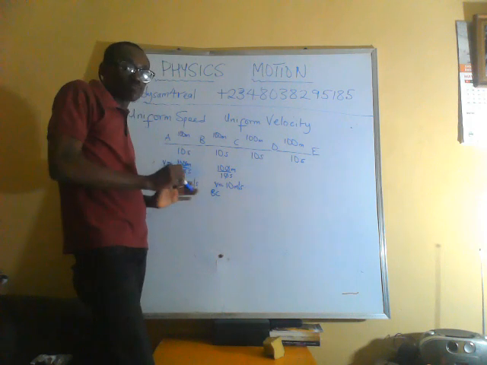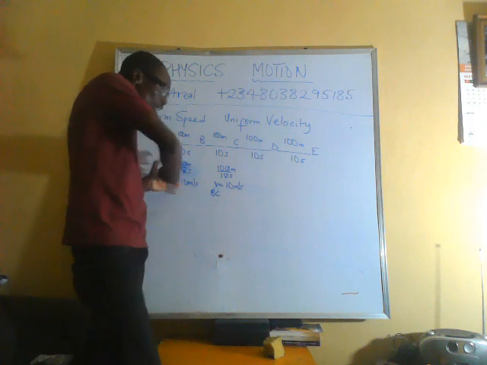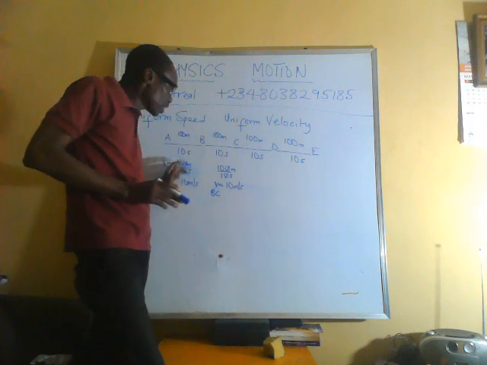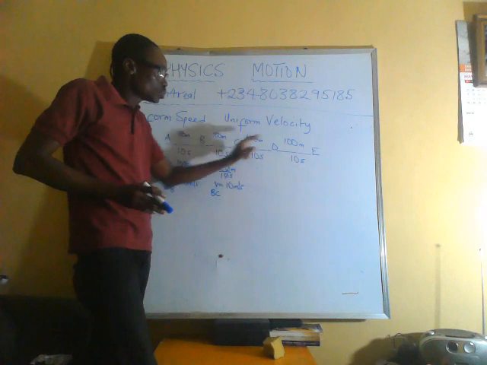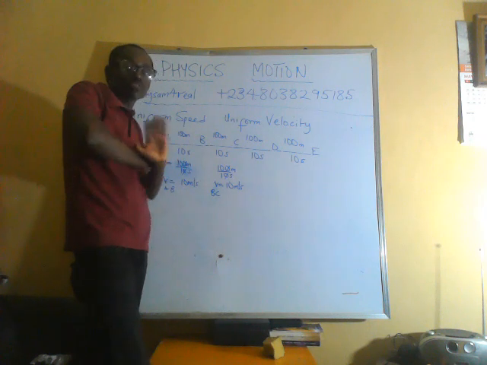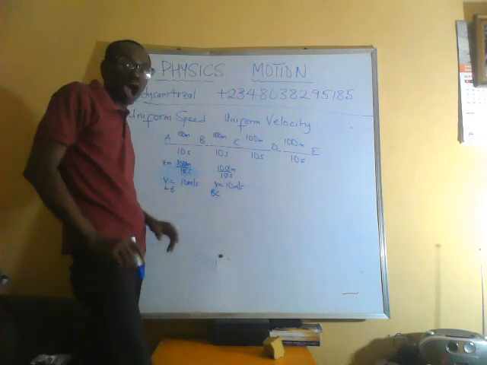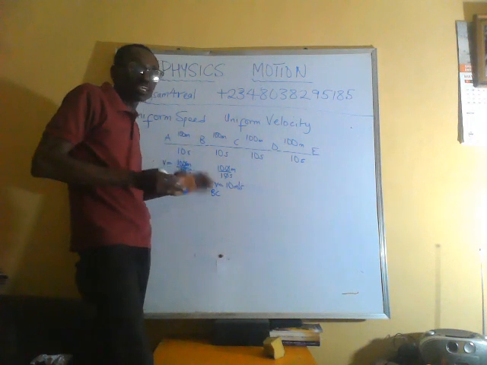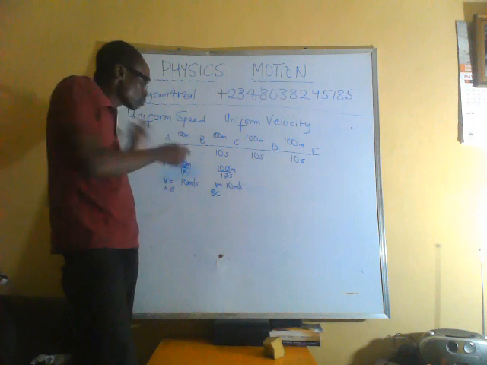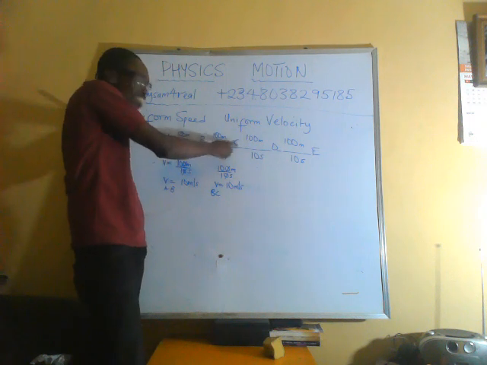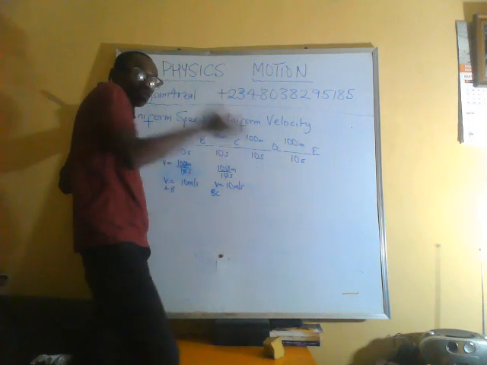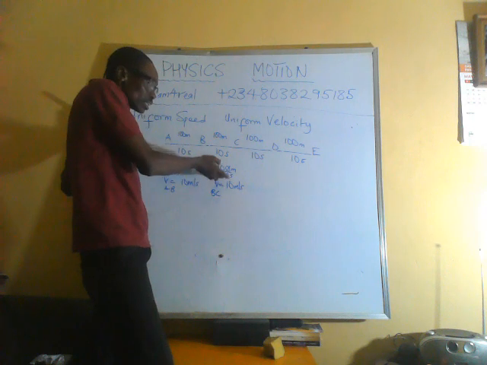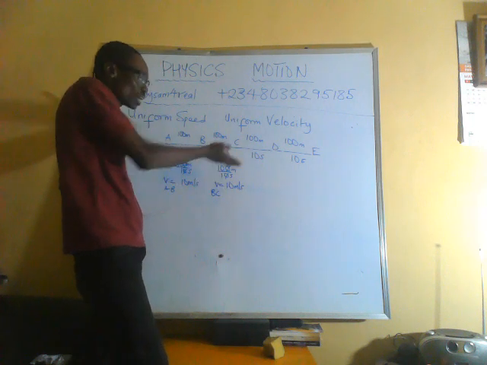So the velocity is constant throughout from A to B, B to C, C to D, D to E. So the velocity is uniform throughout. So we are dealing with a case of uniform velocity. Even if we are to measure the velocity from A to C, B to D, C to E, we are still going to arrive at 10 meters per second. Let me show you that now.